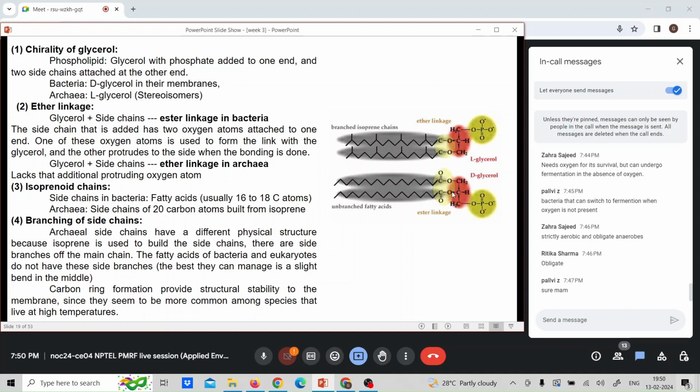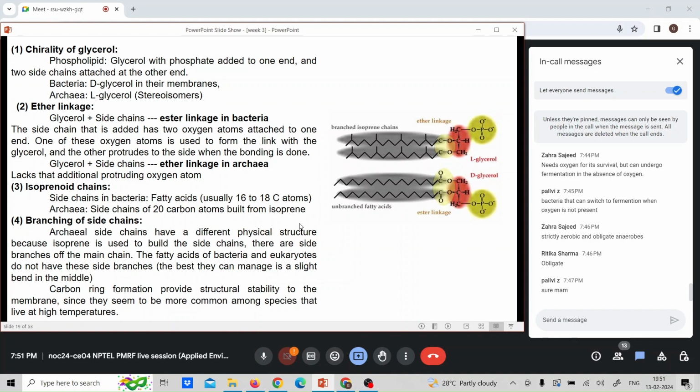So this is what we call an ester linkage: C-O and double bond O here. But here you can see it's only C-O. Remember this structure so that you can answer any question regarding the plasma membrane of archaea or bacteria. And coming to the isoprenoid chains, the side chains in bacteria are usually fatty acids that contain 16 to 18 carbon atoms, whereas in archaea they are side chains of 20 carbon atoms. It's not a hard and fast rule, but in general we say an average of about 20 carbon atoms form this isoprene chain.